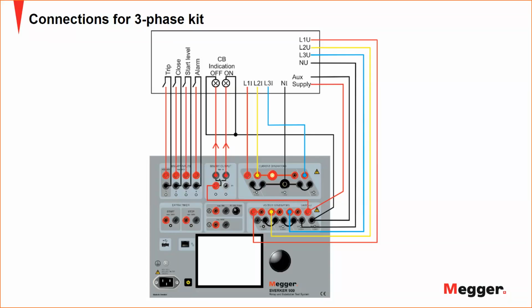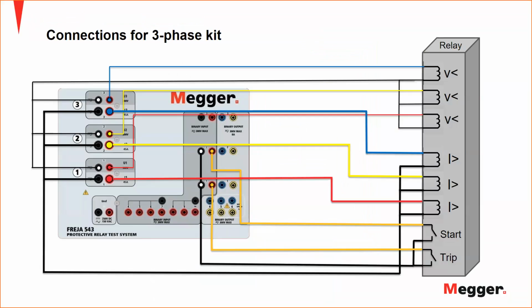Another connection is to our, I would say, Frege 500 series, which some countries call SMRT. It will be something similar to the Sparker 900, where I will have three voltages and three currents going to my three CTs and three VTs. One thing to highlight in the Frege 500 or SMRT is that the neutrals are not shorted together for the voltages or for the currents. So you need to hardwire them at the end to the neutral input inside my VT or CT inputs in my relay. And you also have the start and trip contacts connected as well.